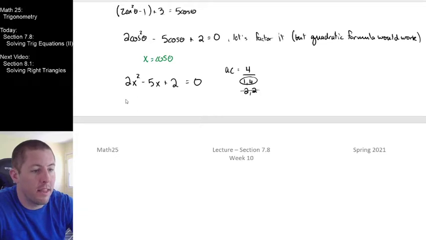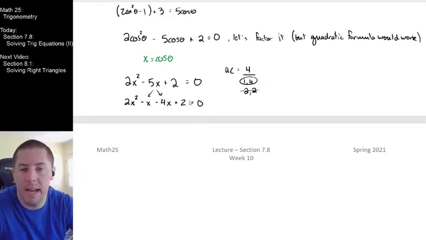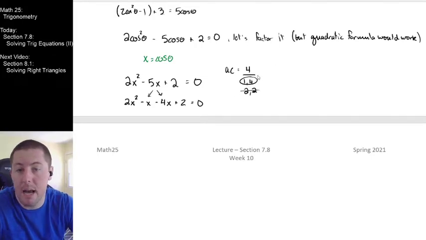So I'm going to now write this as 2x squared minus x minus 4x plus 2 equals 0. Again, notice I've decomposed 5x into negative x and negative 4x based on my choice from the AC method list over here. Now we can go ahead and do some factoring by grouping.